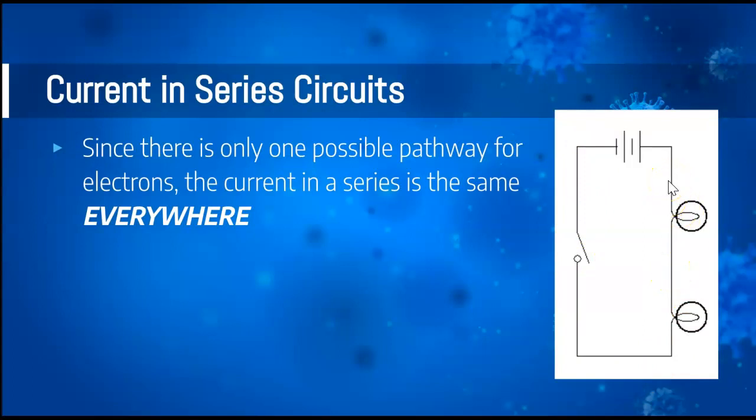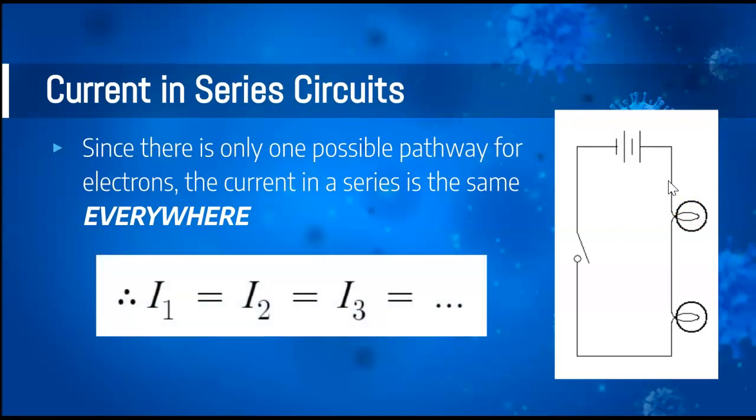Right? The current in a series circuit has to be the same everywhere. So what that means is that the current at any point will equal the current at any other point in the circuit. So I1 could be a measurement taken here, I2 could be a measurement taken here, I3 could be a measurement taken here. It doesn't matter. The current will always be the same in a series circuit because there's nowhere else for the electrons to go.